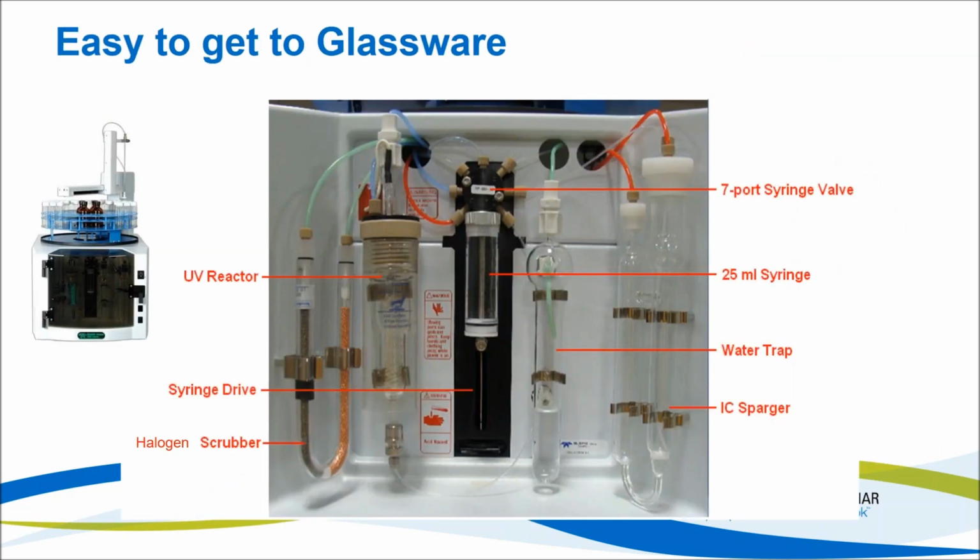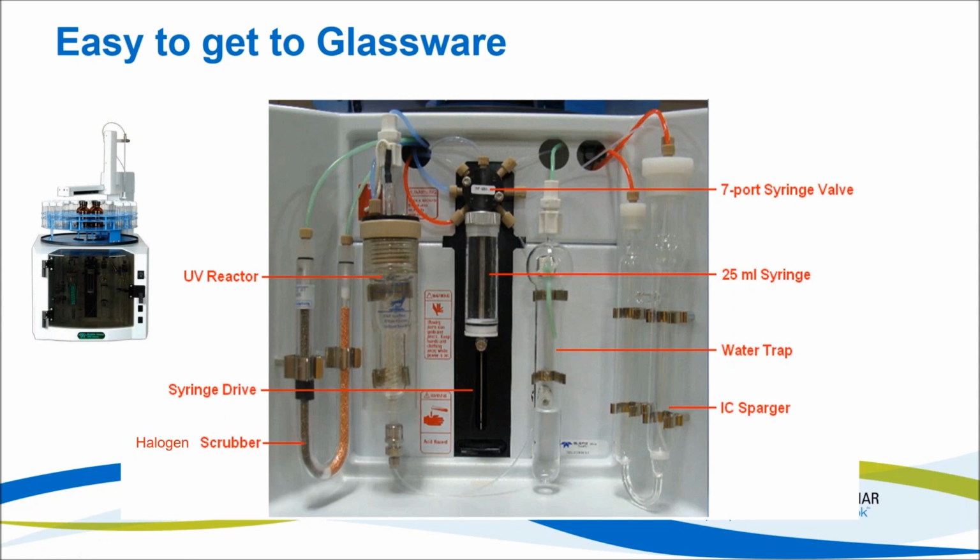Another thing I like about the Fusion is all the glassware is on the front of the Fusion. You can see it through this tinted panel, basically. This allows the user to know immediately if something is wrong with the instrument. If something isn't draining properly because there's a restriction, or if a liquid sample gets stuck in one area of the glassware, let's say the IC sparger is not draining, that kind of thing. So you'll know immediately if there's something wrong.